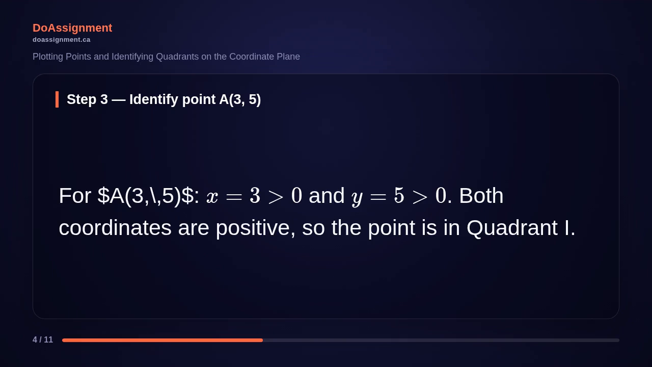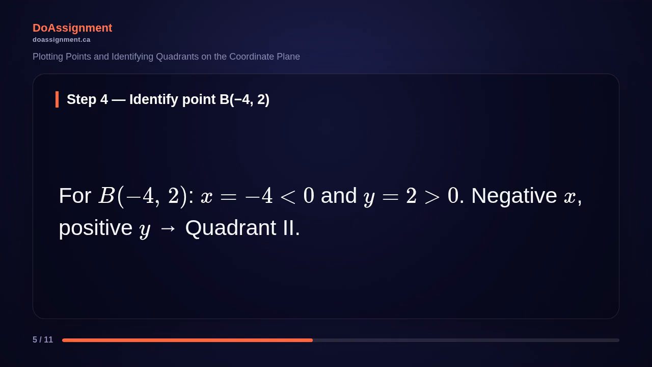Point A has coordinates 3 and 5. Both values are positive. Positive x and positive y always place a point in Quadrant 1, the upper right region. Point B has a negative x value of -4, and a positive y value of 2. Negative x with positive y places the point in Quadrant 2, the upper left region.